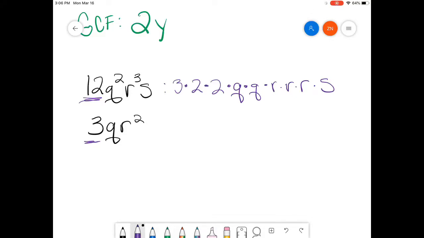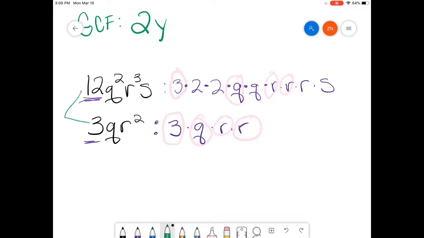Now the second problem here, I have 3QR squared. You can only write 3 as 3 times 1, so I'm just going to put a 3. There's only one Q, and there's two R's. Now circle what they have in common. The 3's, one Q, and two R's. So the GCF of these two monomials would be 3QR squared. Since there are two R's, I can write that as R squared.